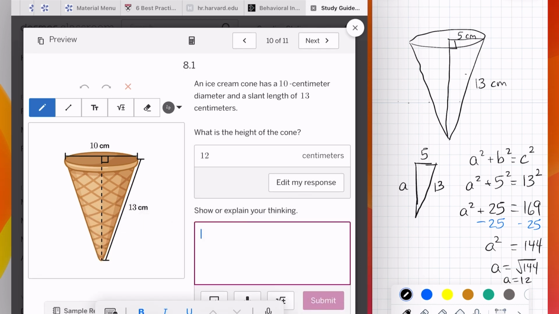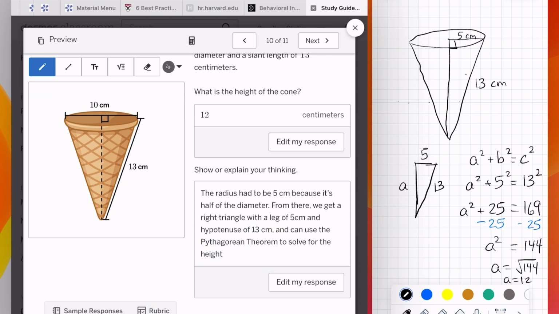So I have the work on my scratch paper, but now they want us to explain or show the work, so we'll briefly summarize it. So we can write something like this. The radius had to be 5 centimeters because it's always half the diameter. From there we can get a right triangle with a leg of 5 centimeters and a hypotenuse of 13 centimeters, and we can use the Pythagorean theorem to solve for the height. Cool.